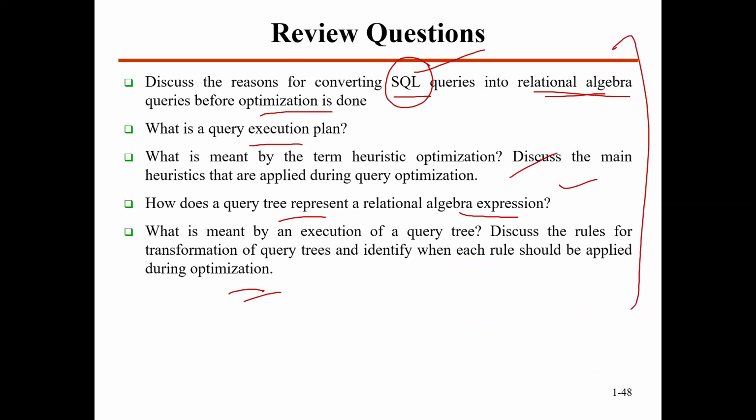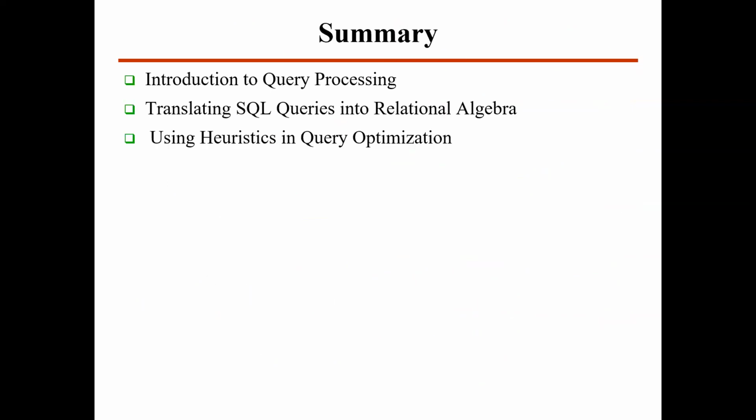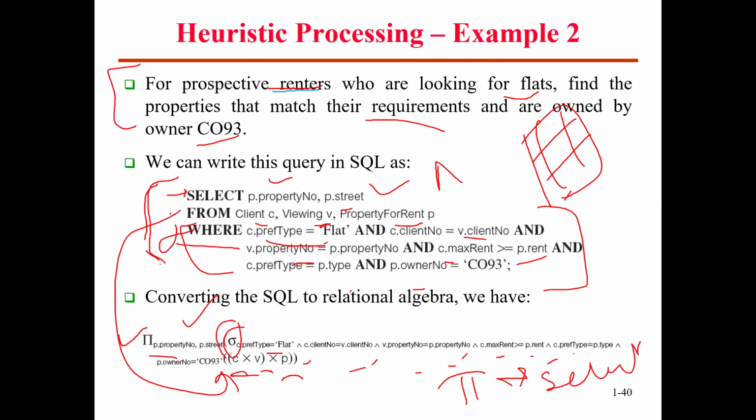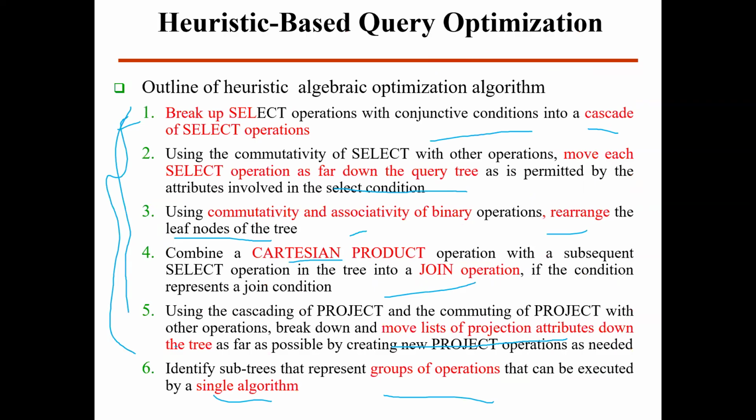So this is about query optimization using 2 techniques, using heuristics and using cost estimation. So we talked about query processing. We talked about how to translate SQL queries into relational algebra. We saw 3 examples. We saw one question also in the final exam. And then we have using heuristics in query optimization. There were 6 heuristics given, right? So you can use them. What are the 6 heuristics? These are the 6 heuristics. So that's about query optimization part 1.